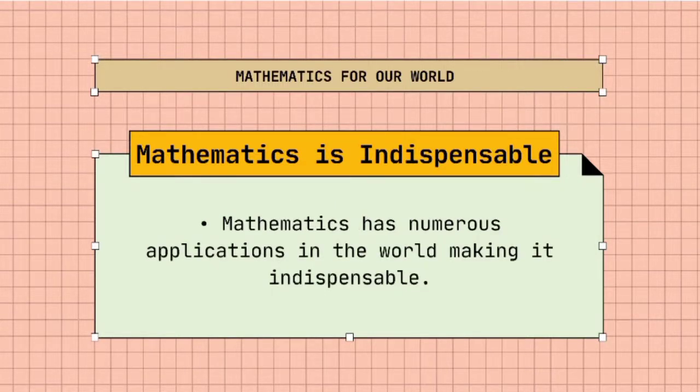So the last thing is mathematics is indispensable. So what is the meaning of indispensable? It means that it is necessary. In this chapter, it was highlighted how mathematics plays a huge role in the underpinnings of our world.